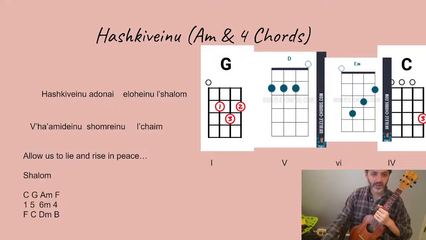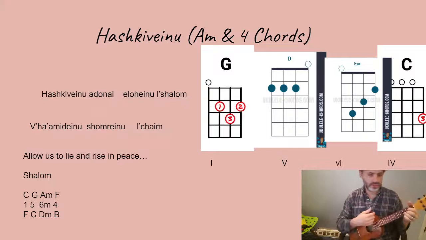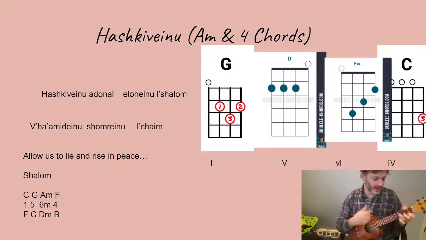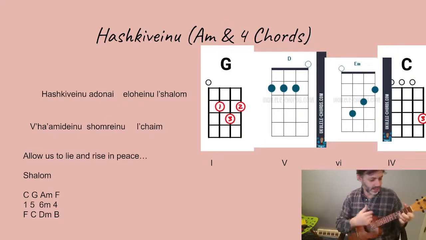Okay, so let's go ahead and try this. So G, down, up, down, down, up. Okay, here we go. We're going to go from G to D. Here we go. Now G, G. Here comes D, D, E minor, and C. Now G to D, E minor, and C. Again.